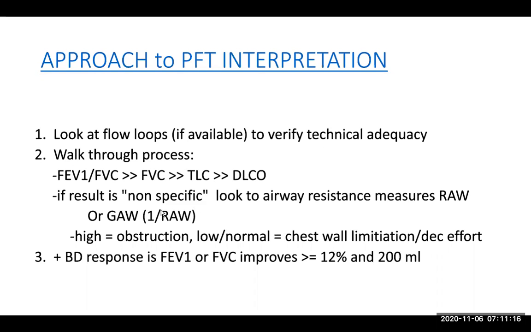And then we walk through this process. You look at the FEV1 to FVC. Is it high or normal, or is it low? Then you look at the FVC. Is it high, normal, or is it low? Then the total lung capacity, then the DLCO. We walk through in this pattern, which allows us to get a sense for ultimately what we're looking at. Is there obstruction? Is there restriction? Is there a diffusion problem? Is there a neuromuscular weakness problem?